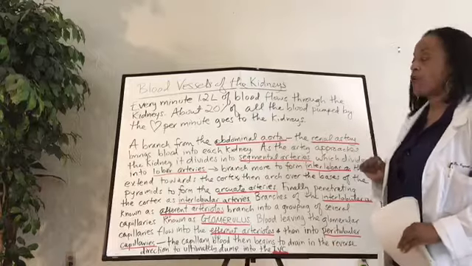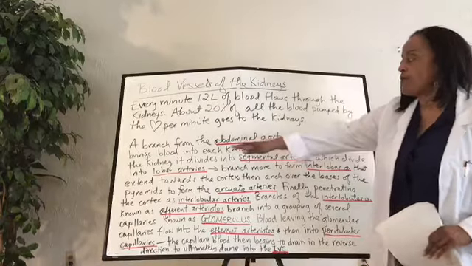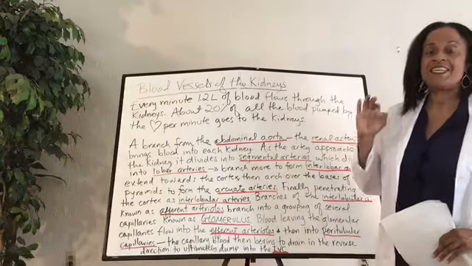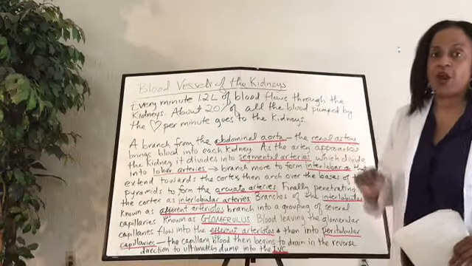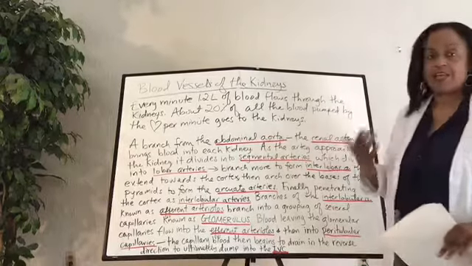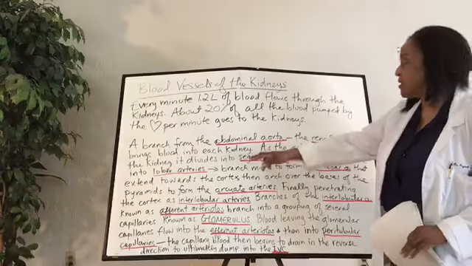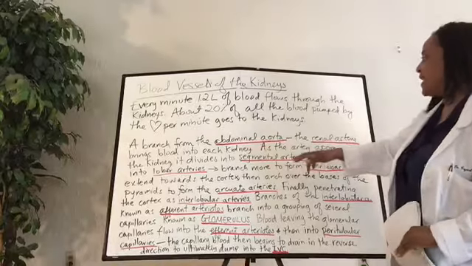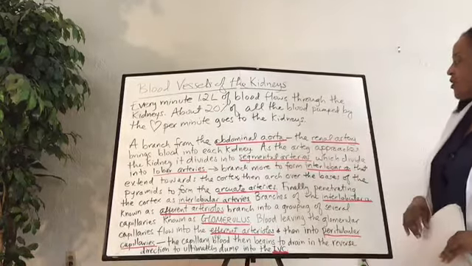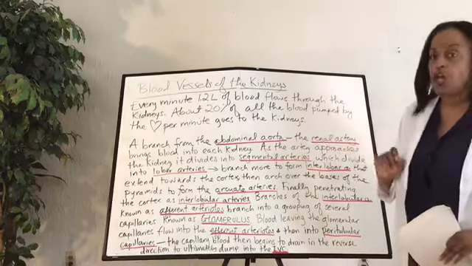You have the renal artery. So the renal artery brings blood into each kidney. Remember, arteries take blood away from the heart. So now they're going to organs. As this renal artery approaches the kidney, it divides into segmental arteries, which divide into lobar arteries.